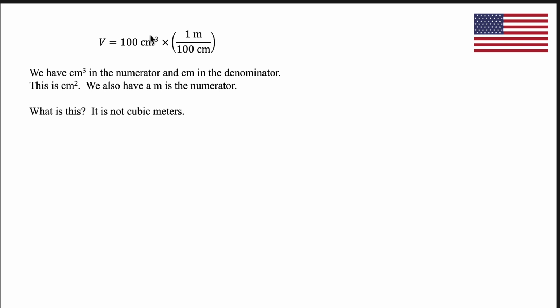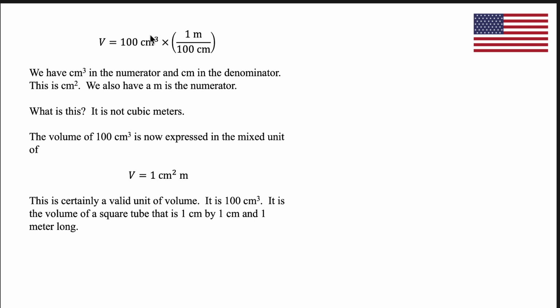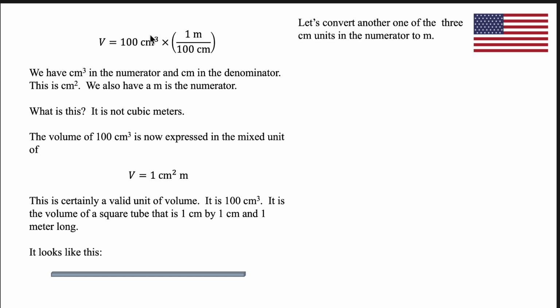But we don't have a unit of cubic meters. It's a mixed unit. It's centimeters squared meters, and that's a perfectly fine unit of volume. Not common, but it's a unit of volume. It's the volume of a square tube that's 1 centimeter by 1 centimeter and 1 meter long. That's 1 centimeter squared meter. Looks like this. 1 centimeter by 1 centimeter cross section, square, a meter long. That's 100 cc's.